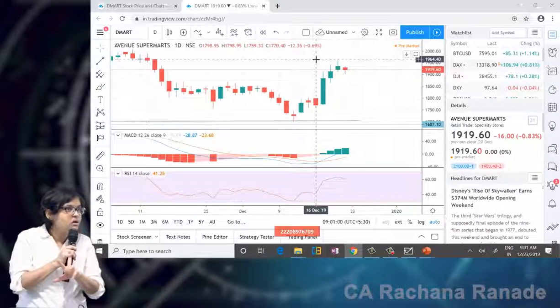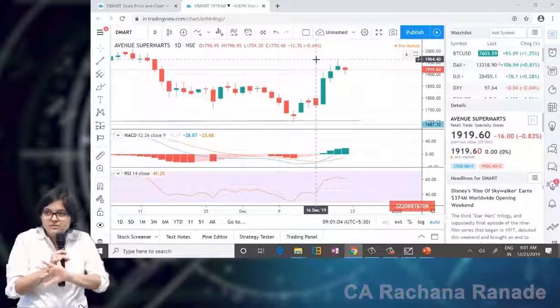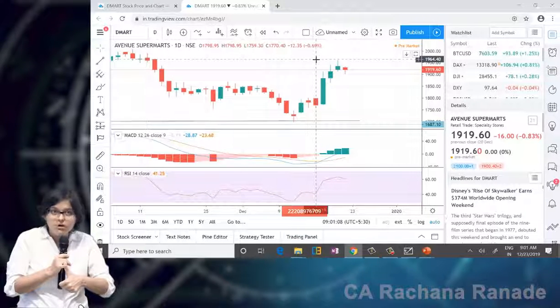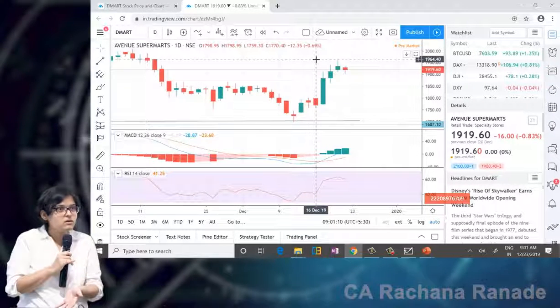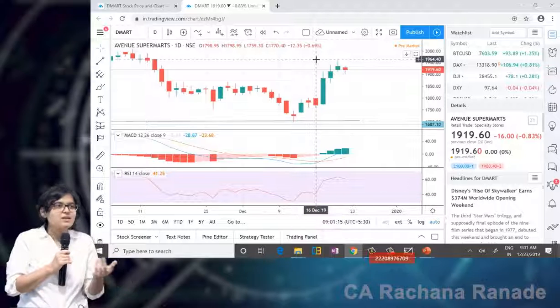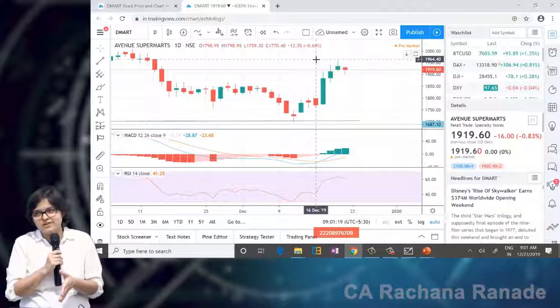MACD crossover, plus a candlestick pattern, plus two candlestick patterns, plus moving averages cut. How many more indicators do you want? And if it still fails, well, it can, but the possibility of this failing is very low.